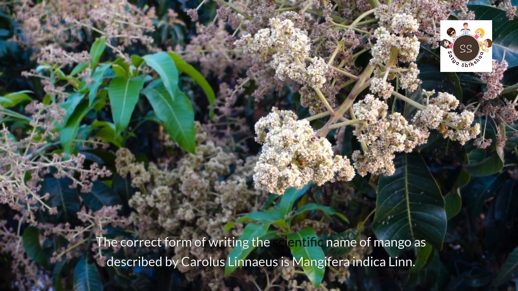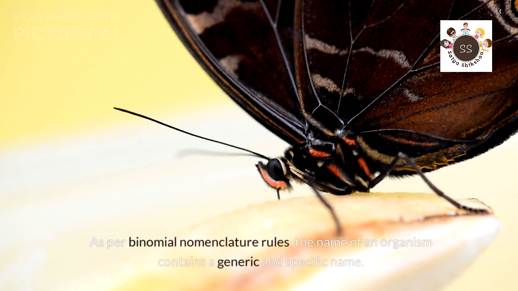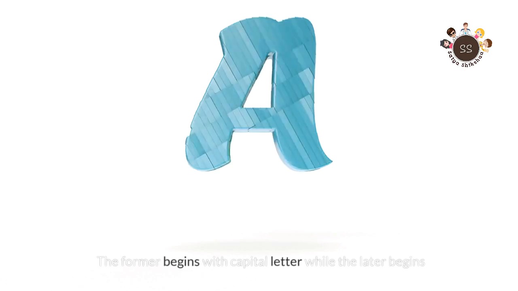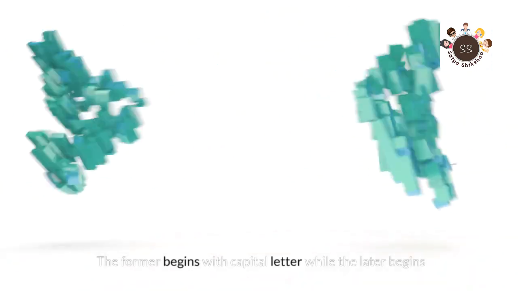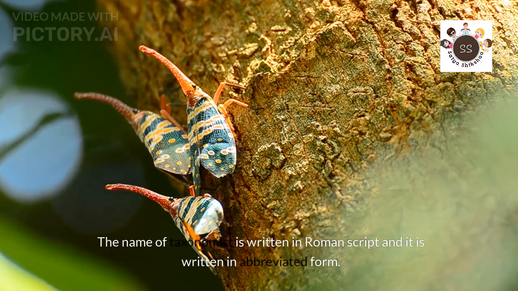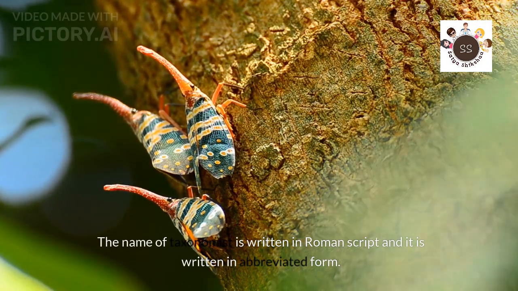The correct form of writing the scientific name of mango, described by Carolus Linnaeus, is Mangifera indica Linn. As per binomial nomenclature rules, the name of an organism contains a generic and specific name. The former begins with a capital letter while the latter begins with a small letter. The name of the taxonomist is written in Roman script and in abbreviated form.